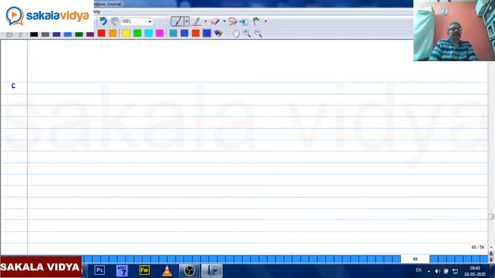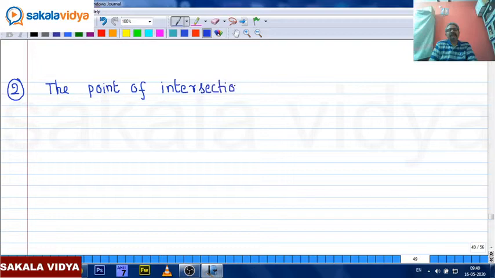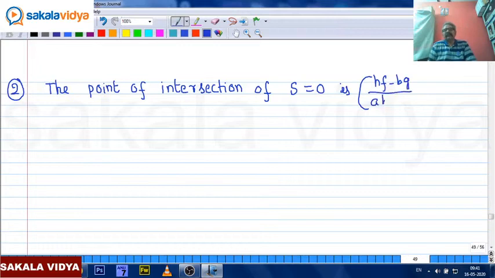Now the second one, the point of intersection of S is equal to 0 is (HF minus BG) by (AB minus H square), (GH minus AF) by (AB minus H square). So this also we can find out the point of intersection like this.